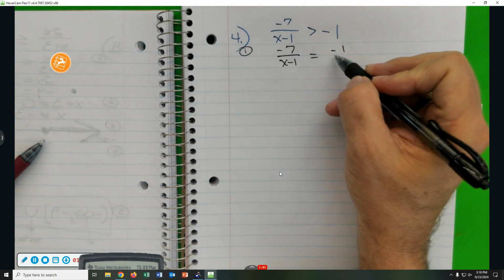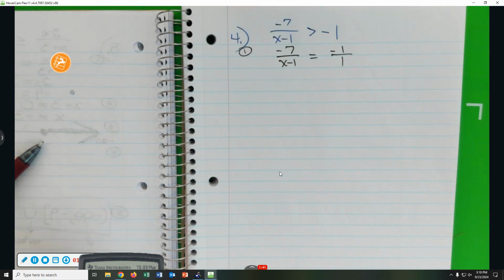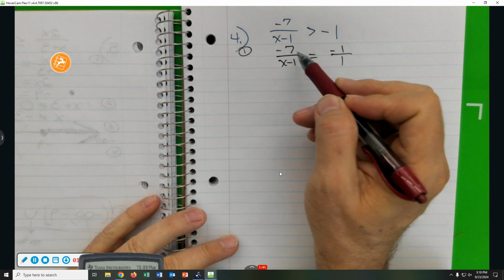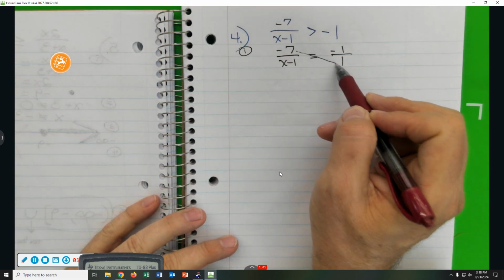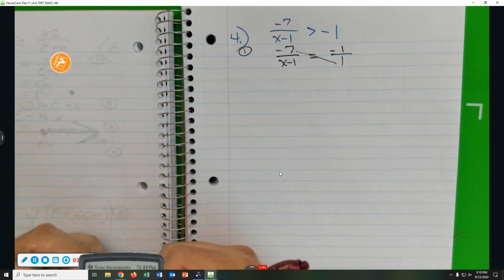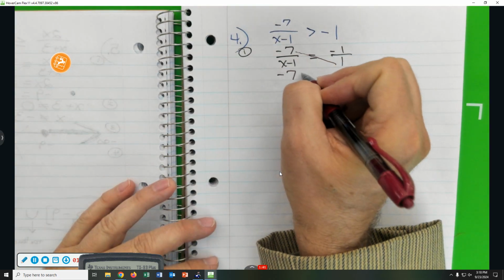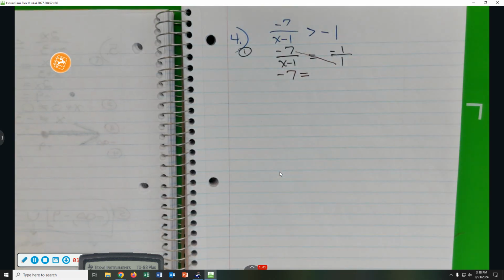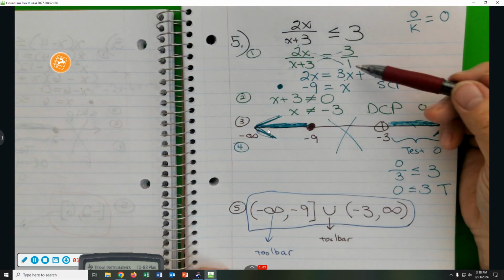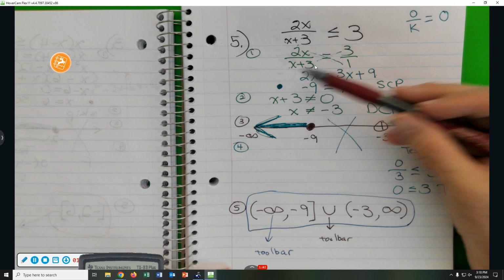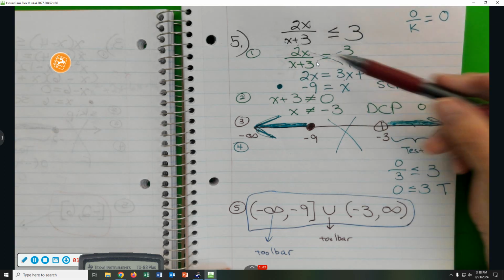Over 1. Over 1, because what am I going to do here? Cross multiply? Yeah, I think cross multiply. Negative 7 times 1 gives me negative 7 equals... Over here when we did that, I don't think y'all liked the way I just went to 3x plus 9. 3 times x is 3x. 3 times 3 is 9.